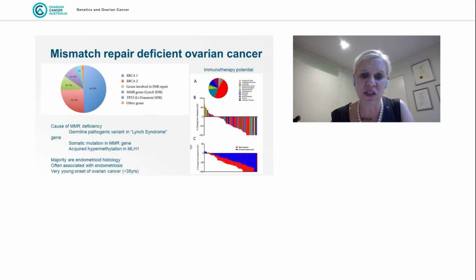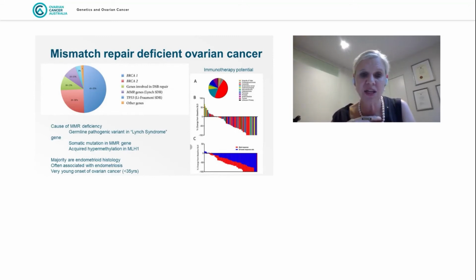In ovarian cancers, the vast majority of ovarian cancers associated with mismatch repair deficiency are of endometrioid histology. They are often associated with endometriosis, but may in fact represent the small proportion of ovarian cancers that occur in very young women. So if we have an endometrioid, in particular, ovarian cancer, we would often ask our pathologist to do this preliminary test that Marion described, looking to see if mismatch repair deficiency might be implied in the setting of that ovarian cancer.